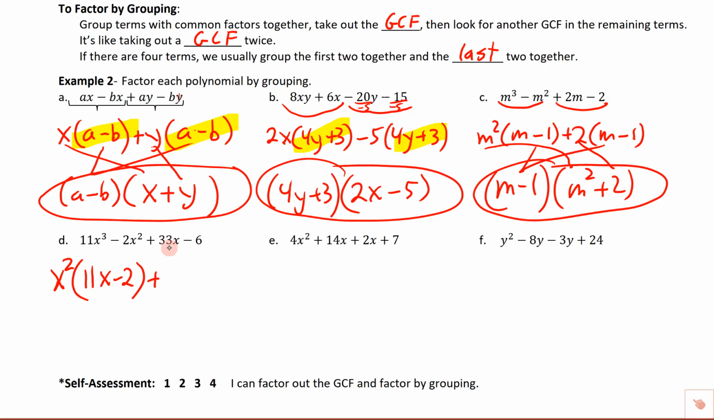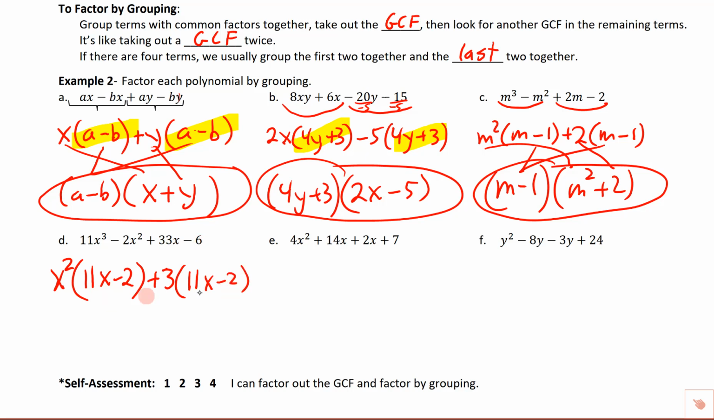And what can we take out of 33x and a minus 6? So 33 and a 6. We can definitely take out, let's see, we could take out a 3. Yep, we could take out a 3. We'd be left with an 11x, because if you divide 33 by 3, you get 11, and divide negative 6 by 3, and you get negative 2.